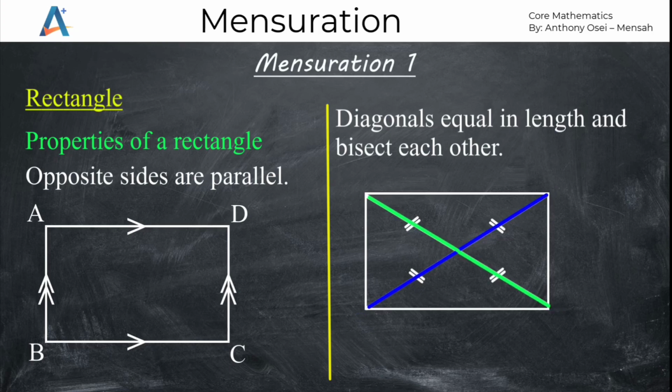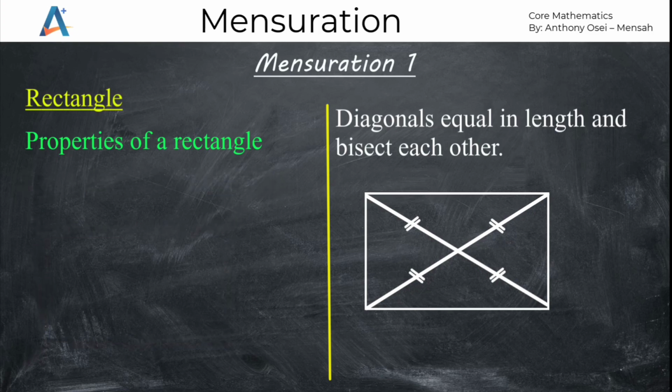So the diagonals meet each other. That is, they bisect each other in terms of their length, and they are also equal in length. So diagonals are equal and diagonals bisect each other. That's the meaning. At property number 5, which is the final property, you realize that the rectangle has two lines of symmetry.